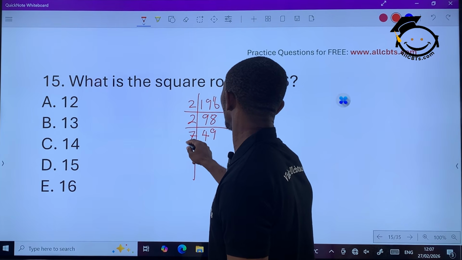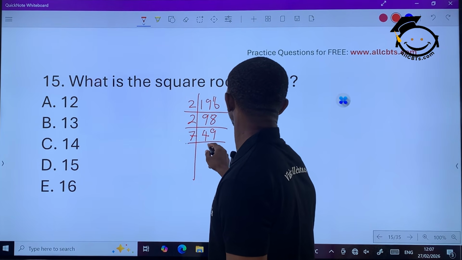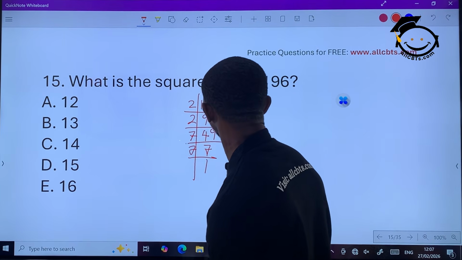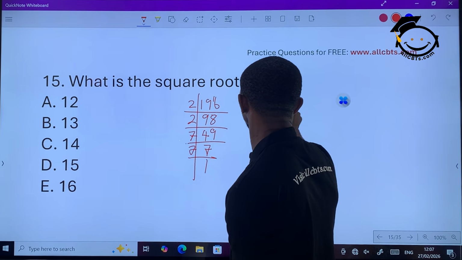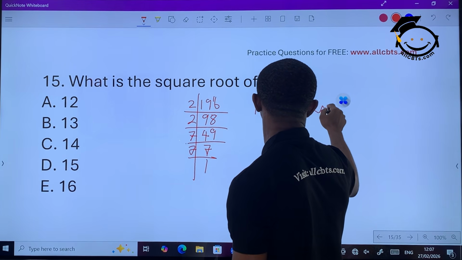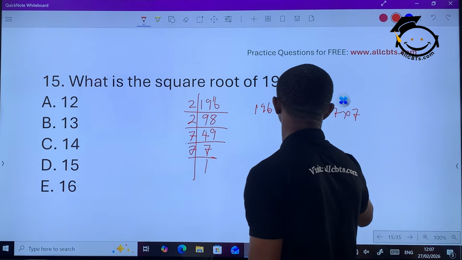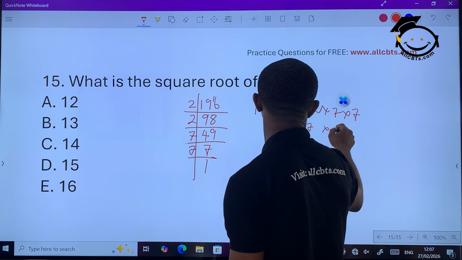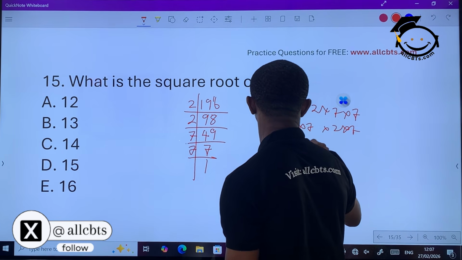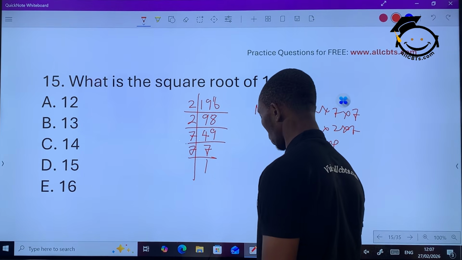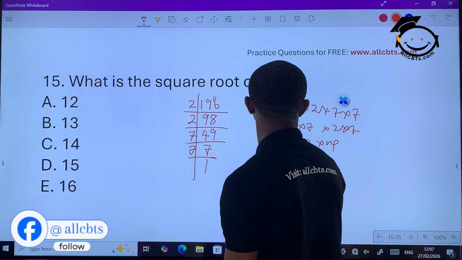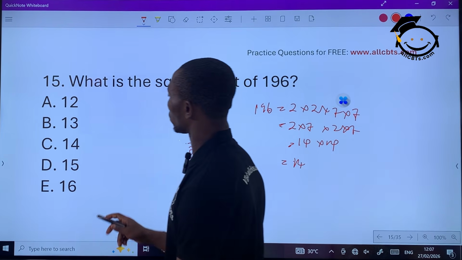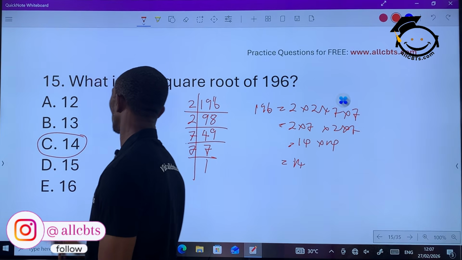7 into 49, 7, and 7 into 7, 1. So 196 becomes 2 times 2 times 7 times 7. So we can group it into 2's: 2 times 7 times 2 times 7. This gives us 14 times 14 to give us 196. So the square root of 196 will be 14. So the square root of 196 is 14.